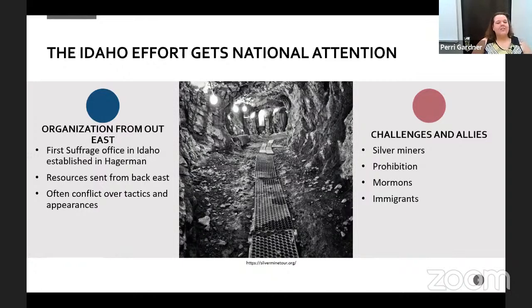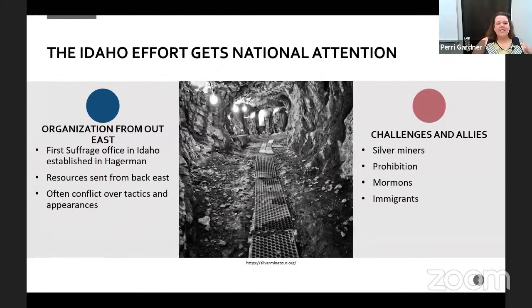Silver miners, though, were a big challenge at the time, because it just so happened that this election, 1896, where the amendment to the Idaho State Constitution would need to be ratified, was also a presidential election year. And the presidential candidates were William Jennings Bryan and McKinley. And William Jennings Bryan was an advocate of what is called free silver. That is the idea of including silver as an underpinning of our currency along with a gold standard. And this would have been a great boon to silver miners, anyone involved, like Idaho, in the silver industry.